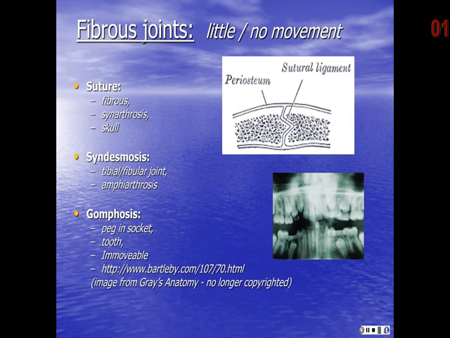Another type of fibrous joint is the syndesmosis. The example here is the tibia-fibular joint, which is actually an amphiarthrosis. It is held together by a band of fibers that wrap around the fibula and attach it to the tibia. The gomphosis is also a fibrous joint. This is the peg and socket joint, which is a tooth and is considered immovable.